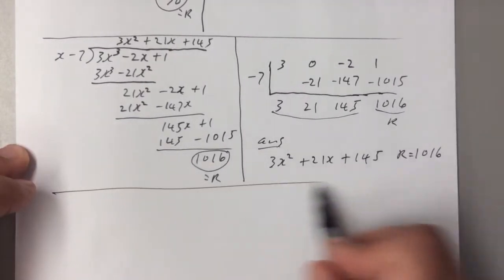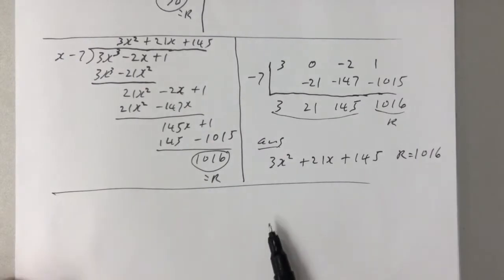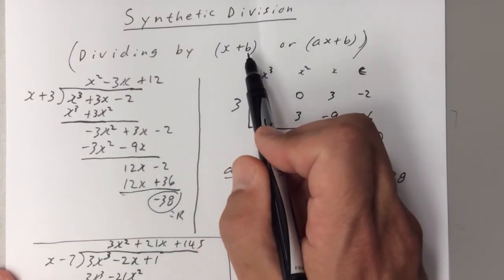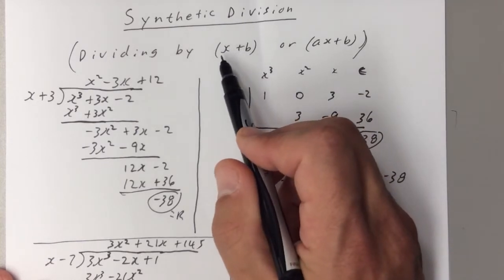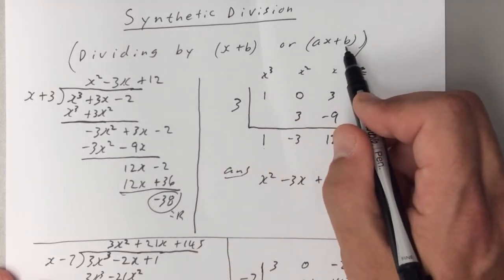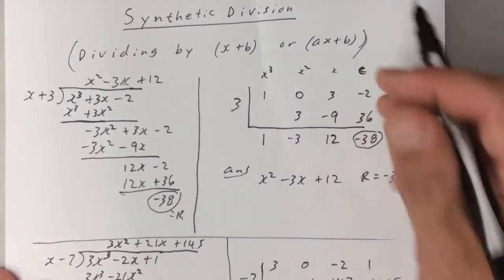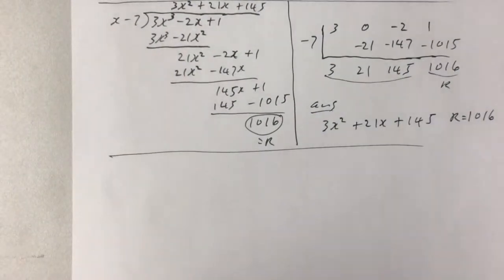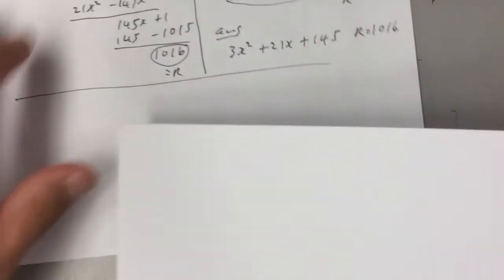And that's that part. Now that's when we're dividing by something that looks like this, x plus b. There's no number in front of the x, just a 1 there. What if it's 2x plus 3 or something like that, or 3x plus 5? Well, I'm going to take a look at something like that. So I'm going to give 2 questions to try here.